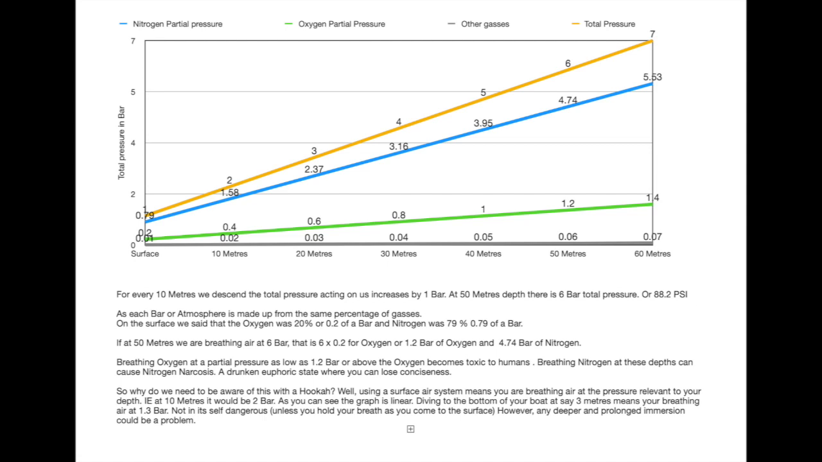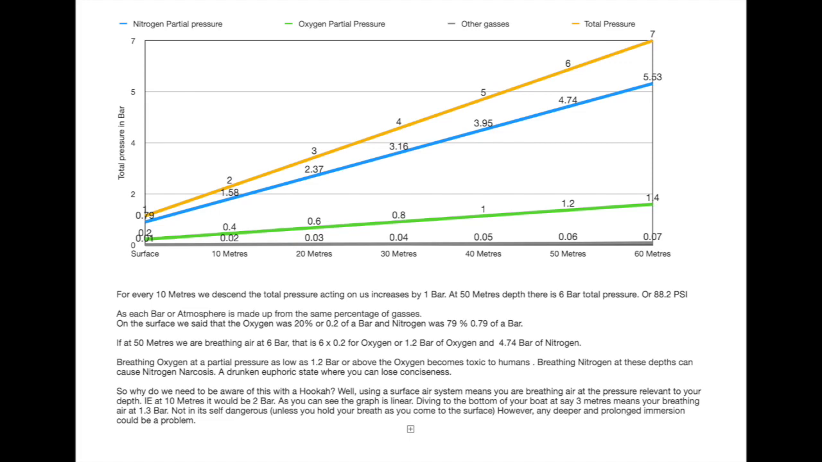Well, using a surface air breathing system means that you are breathing pressure relevant to your depth, i.e. at 10 metres you'd be breathing 2 bar. As you can see from the graph above, this line is linear. So if you're only diving at, say, 3 metres, the bottom of your keel of your boat, you're actually breathing air at 1.3 bar. Not in itself dangerous, unless you hold your breath and come to the surface with a lung full of air. However, any deeper and prolonged immersion could be a problem. I'll explain more. Wait, you at the back, pay attention.